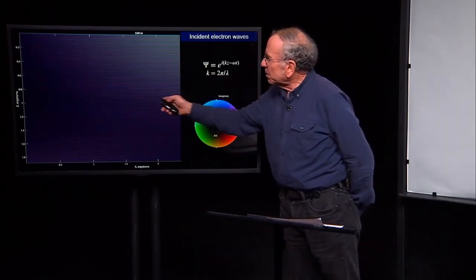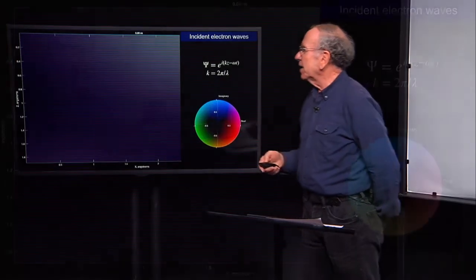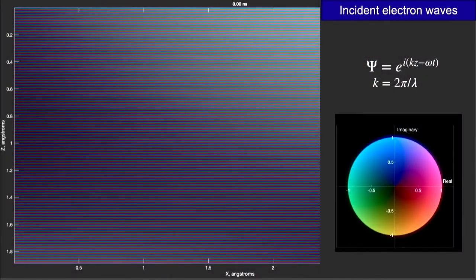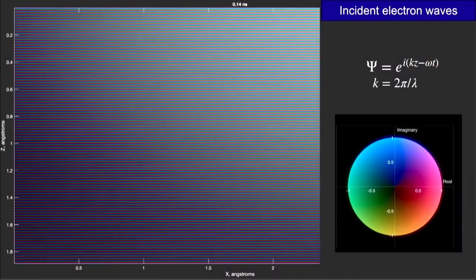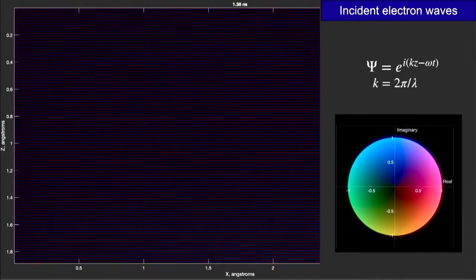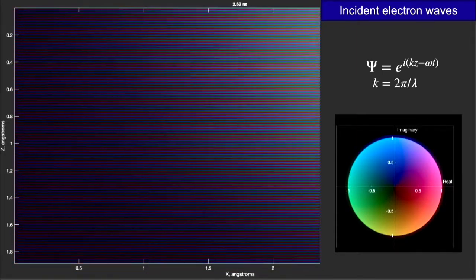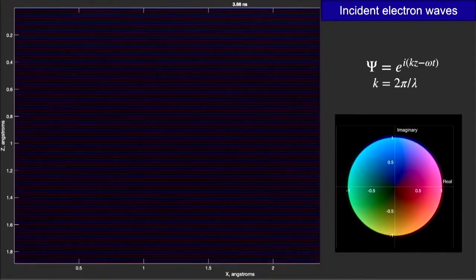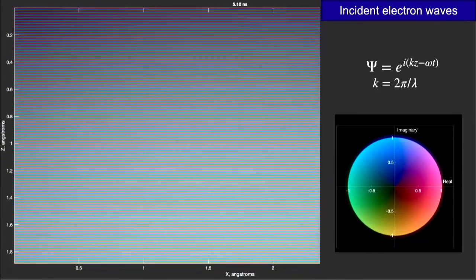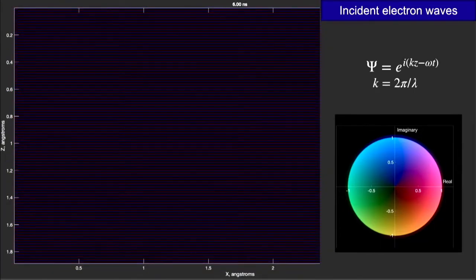This is a very small region, about 2 by 2 angstroms. So we're imagining we're watching the electron waves pass by an aperture in the electron microscope, on a time scale of a few nanoseconds. Roughly speaking, an electron wave in the electron microscope passes by about once every nanosecond, and the electrons are going a good fraction of the speed of light.